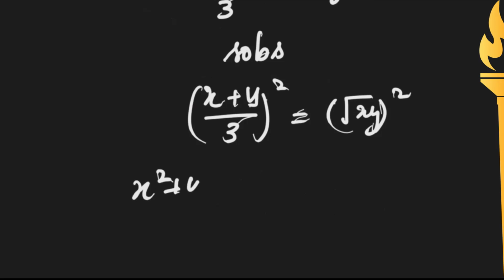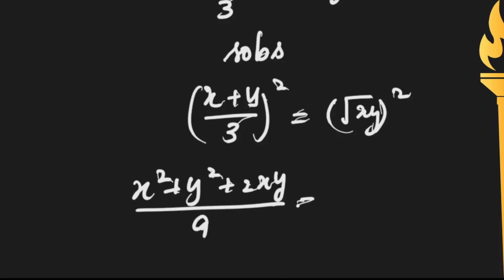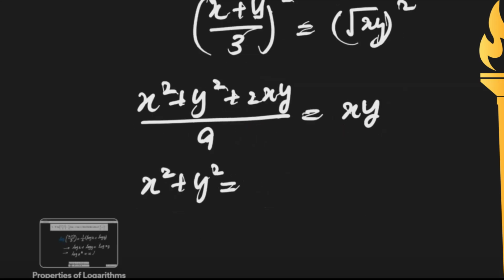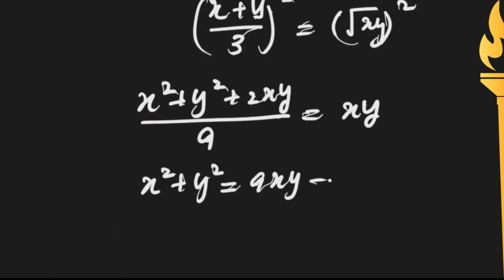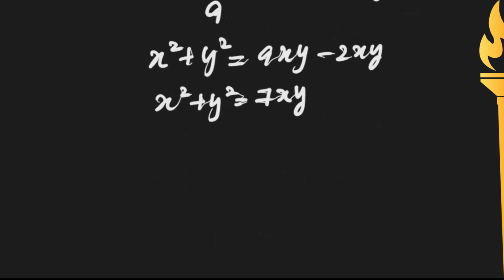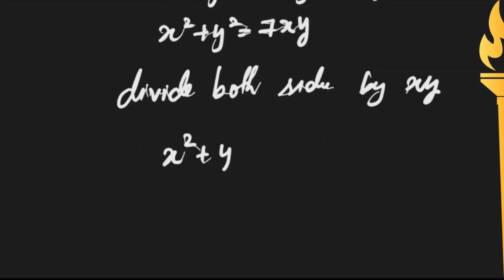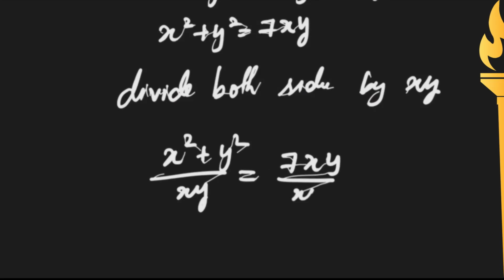and if we square, we get (x square plus y square plus 2xy) by 9 is equal to xy. If we simplify, we would get x square plus y square is equal to 9xy minus 2xy. x square plus y square is equal to 7xy. And now we must divide both sides by xy, x into y. We would get (x square plus y square) by xy is equal to 7xy by xy.